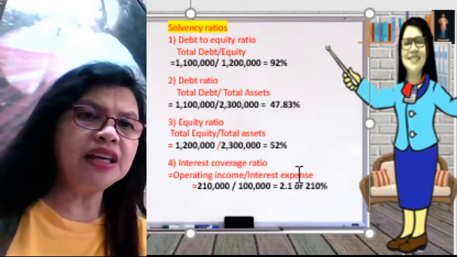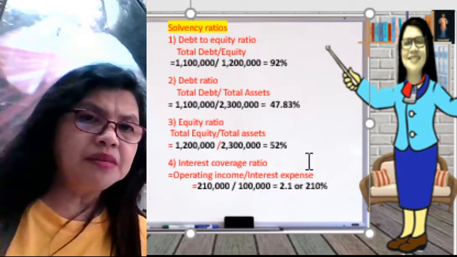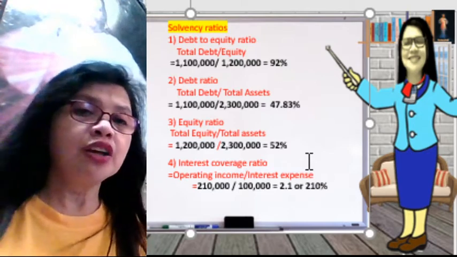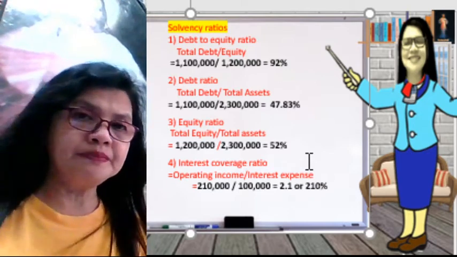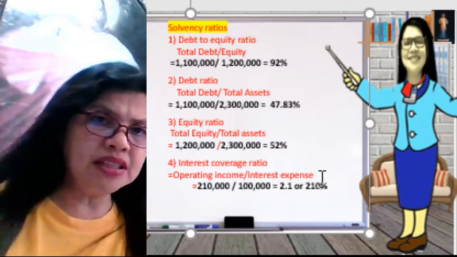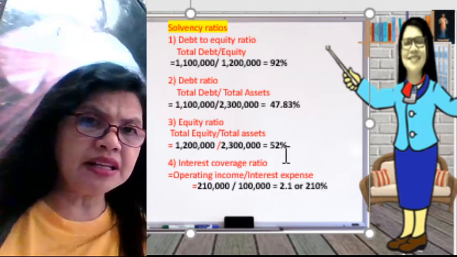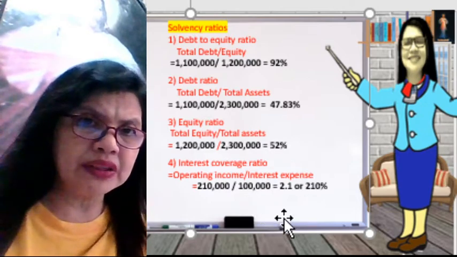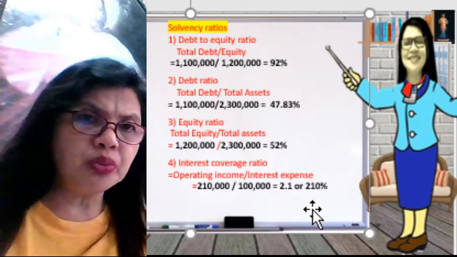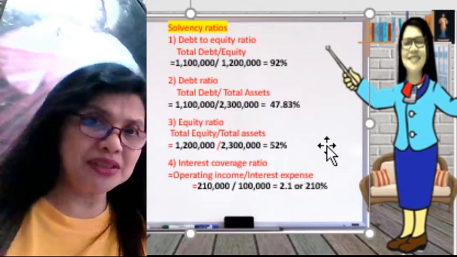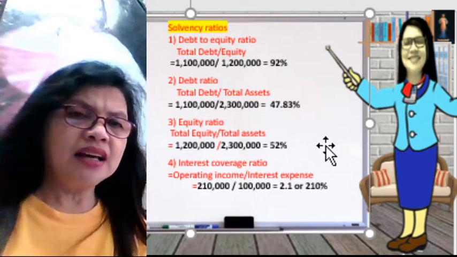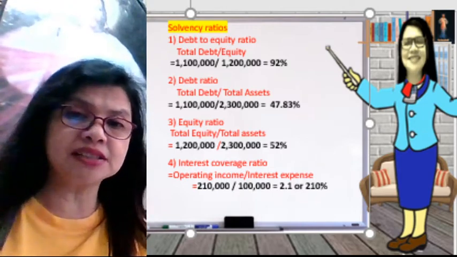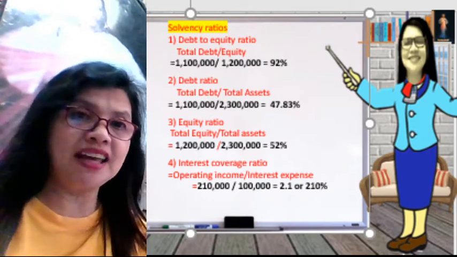Now we have the interest coverage ratio. It measures the capacity of the company to pay its interest expense. Okay, so in this case, we have an operating income of 210,000 over the interest expense of 100,000. So that is 2.1, or 210%. So the company has the capacity to pay its interest expense by 210%.